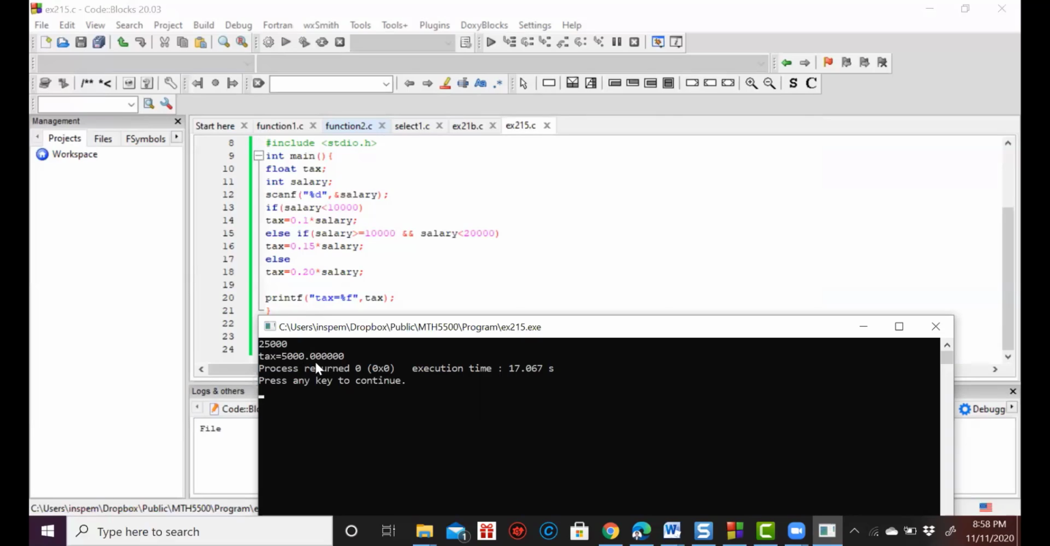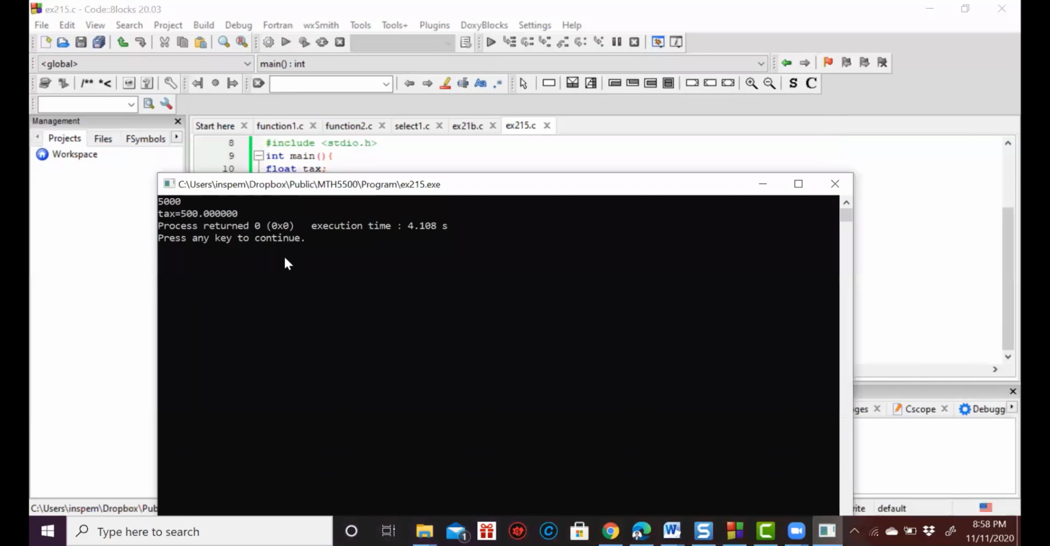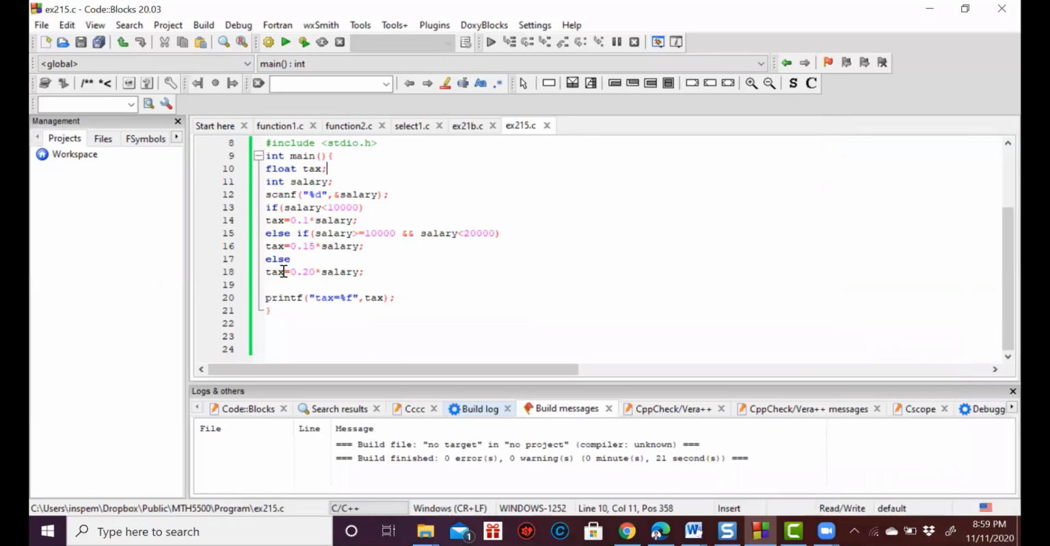Zero point. Yes. Right? So you can check. If you get maybe 5,000, what happened? For example, you run again. So let's say you got the 5,000. So the answer is tax is 500. So less than, so this one is 5,000. 5,000 is here. 0.1. So you multiply by salary. So correct. Yes. Okay. This one is the usage of the if, else, else.